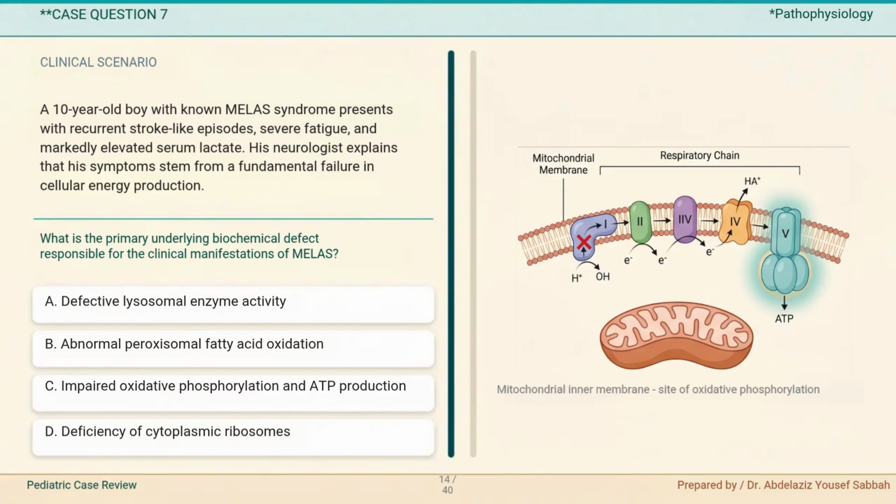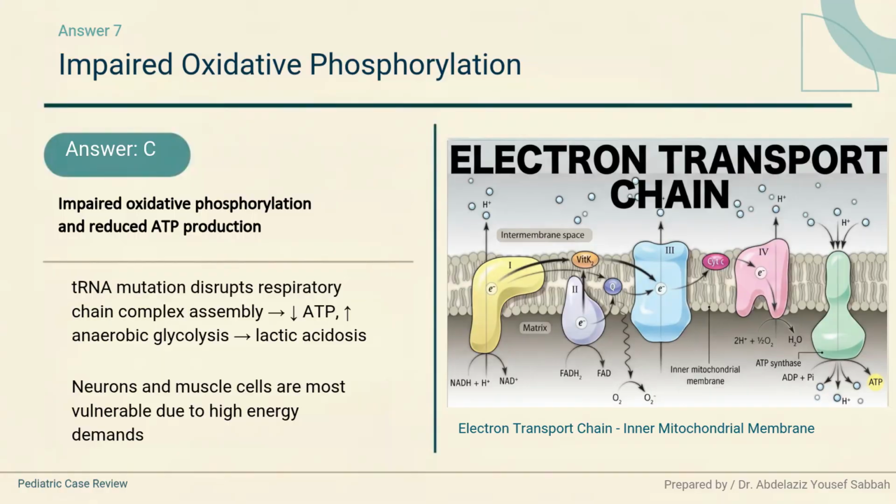Option A, defective lysosomal enzyme activity. Option B, abnormal peroxisomal fatty acid oxidation. Option C, impaired oxidative phosphorylation and reduced energy production. Option D, efficiency of cytoplasmic ribosomes. The correct answer is C, impaired oxidative phosphorylation and reduced energy production.